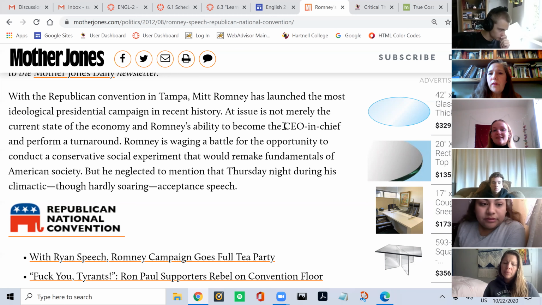But Corn here refers to him as CEO in chief. Okay, this phrase is doing a lot of work too. In chief, as you know, is a hyphenate that's applied to all the different jobs a president has to do. Here, Corn is arguing that the only thing Romney might be good at, and I'll come back to that, is being CEO in chief.